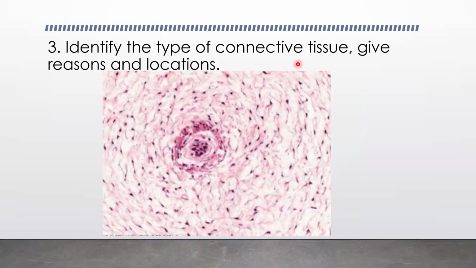Identify the type of connective tissue, give reasons and locations. At this point, you can appreciate this is mesenchymal connective tissue, a characteristic of the embryo, where it's found in the umbilical cord, but in adults, we find it in the nucleus pulposus in the intervertebral disc, and also in the tooth pulp of the tooth.